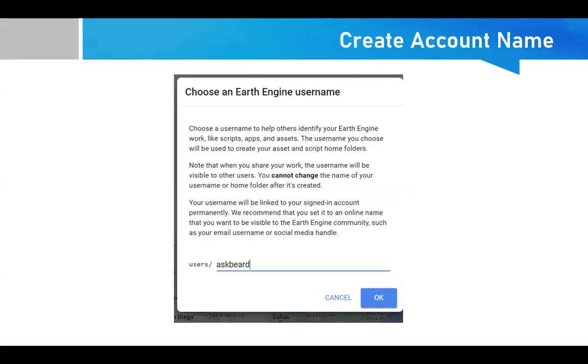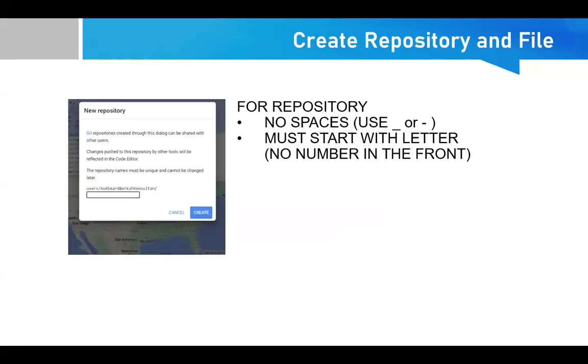The first step after we register to our engine, you can create an account name. And you cannot change the name of your username after it's created. Then after we have the account name, we can create a repository and file. Repository is like a folder. There you can save many files, and files is the place where you type the code.